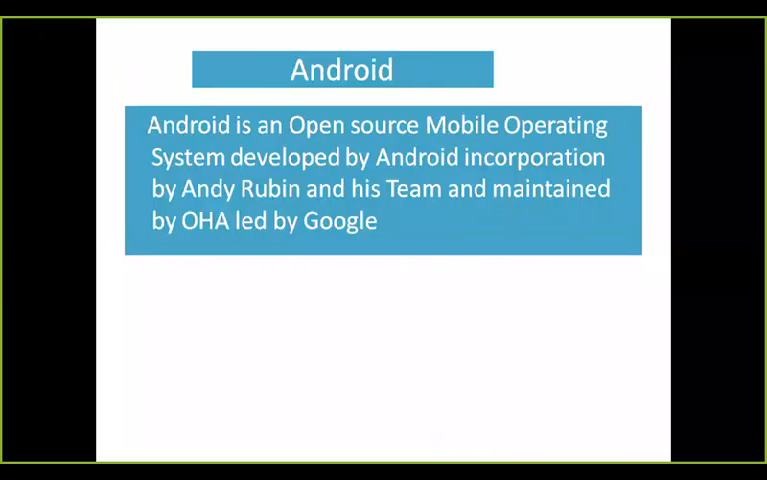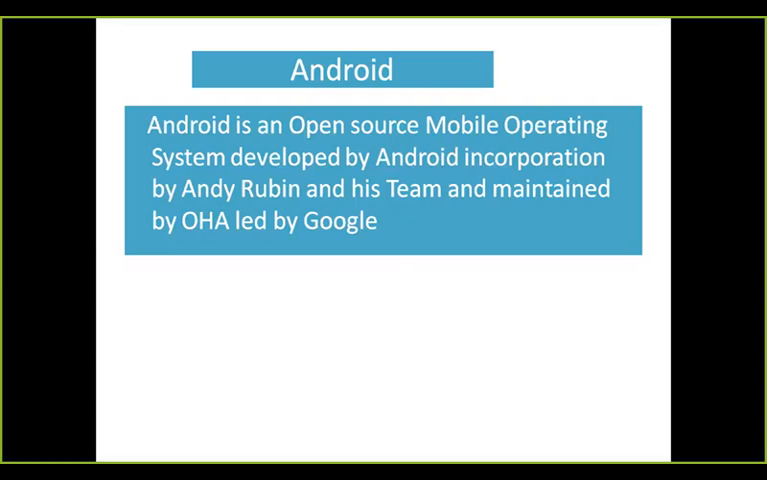See, guys, Android is an open source mobile operating system developed by Android Incorporation, by Andy Rubin and his team members, and maintained by OHA, led by Google. Android is a mobile operating system which is used for smartphones as well as tablet PCs, developed by Android Incorporation by Andy Rubin and his team members, and later Google took over the product. So Google maintains this product under the leadership of OHA.